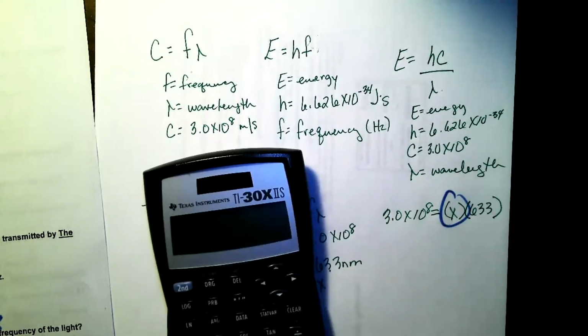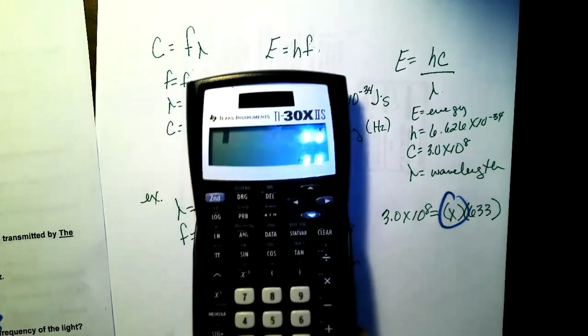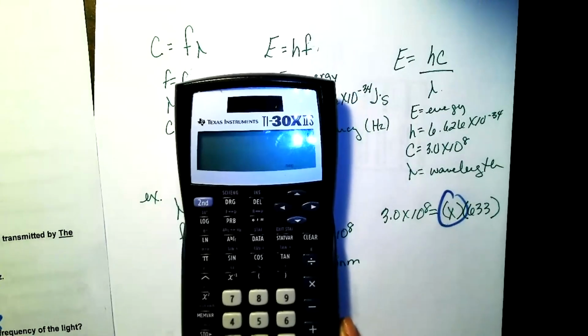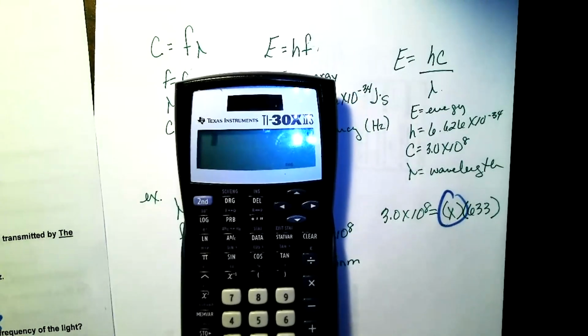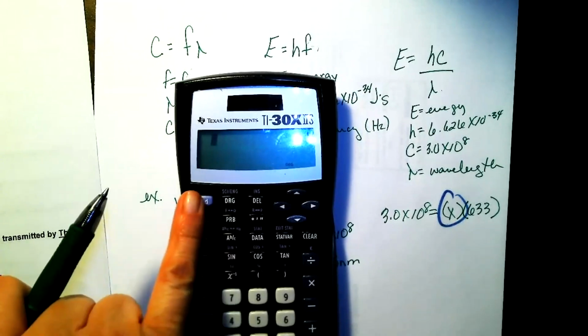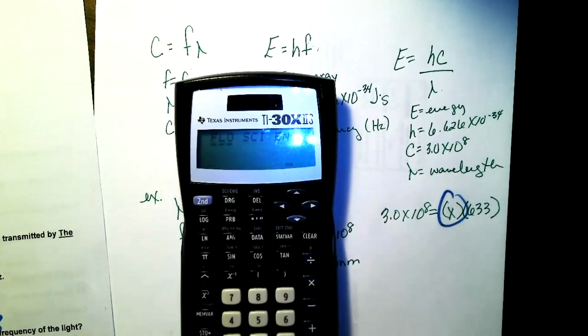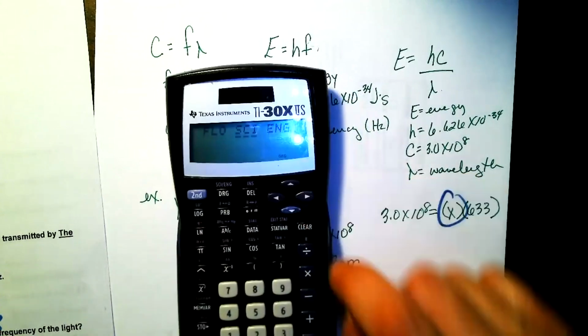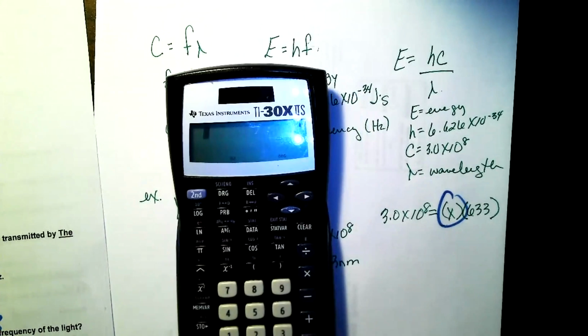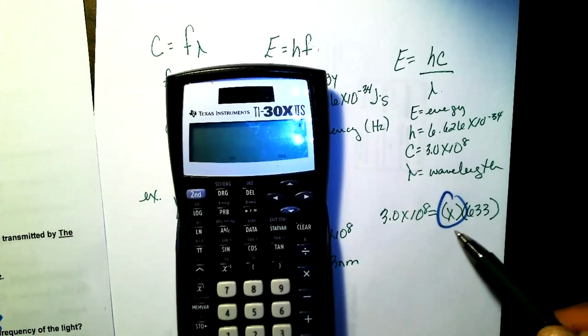Before we move forward, let's take a look at our calculator. Remember, when we're calculating wavelength, frequency, or any of this with electromagnetic radiation, we want to be in scientific mode. So to go to scientific mode, you do second DRG, and we're going to scroll over to psi and press enter.